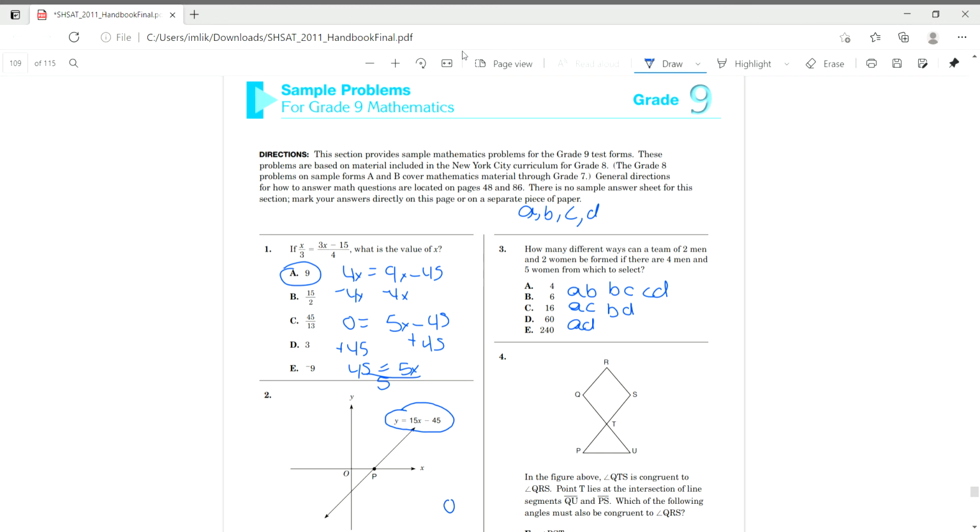And if we count this out, that's 1, 2, 3, 4, 5, 6. So from that, we can ascertain that there are 6 possible combinations for the men group. So we'll write 6 above here. Next, we'll do it for the female.